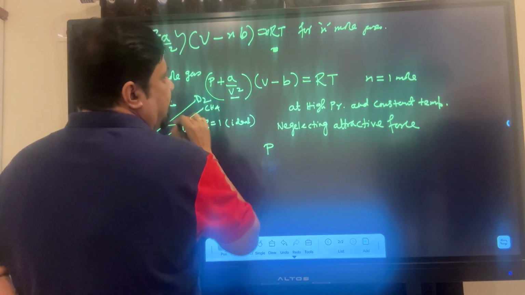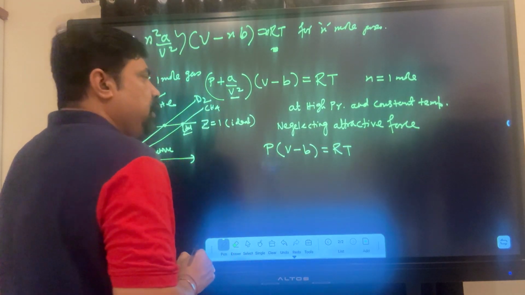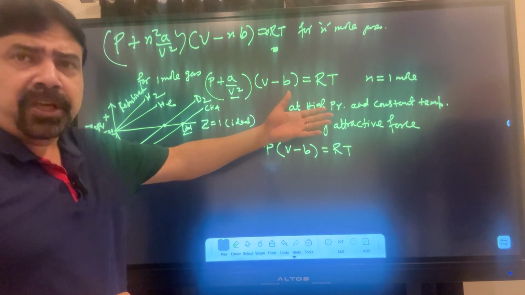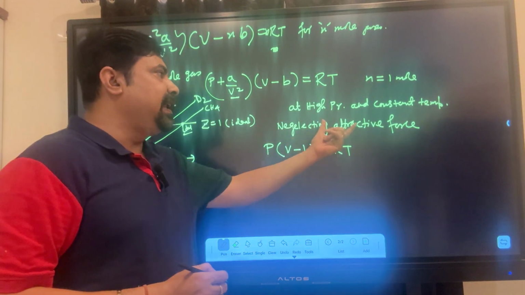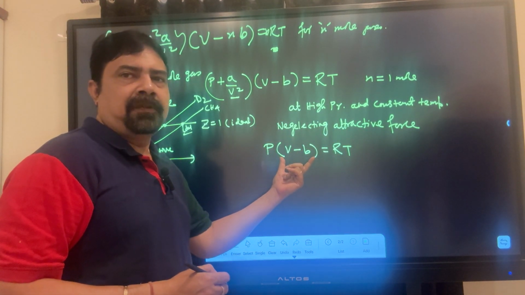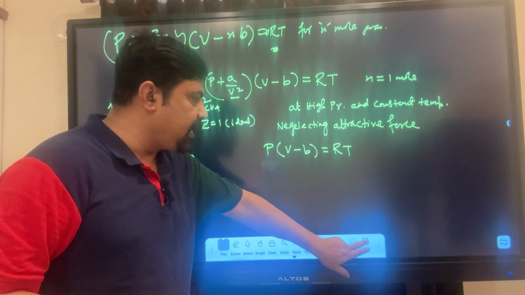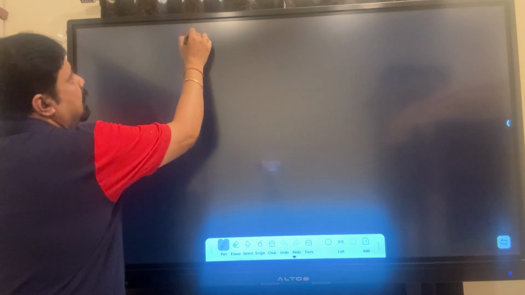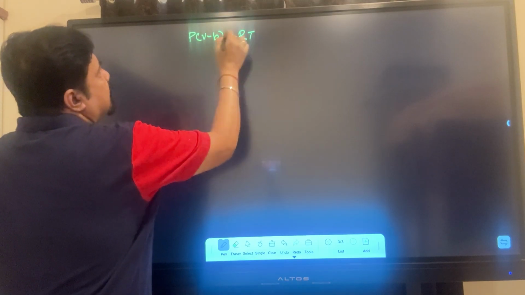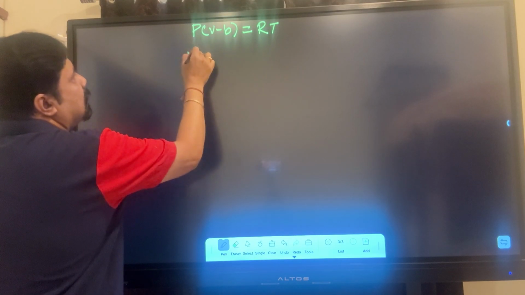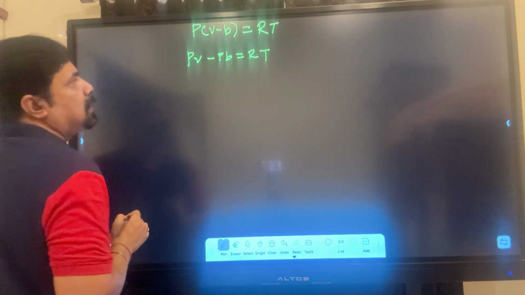That means this part I will neglect. Then P into (V minus b) equals RT. With this equation, we will carry forward our explanations. So neglecting the attractive force for 1 mole of gas, my Vanderwaals equation is P(V minus b) equals RT. Then PV minus Pb equals RT.